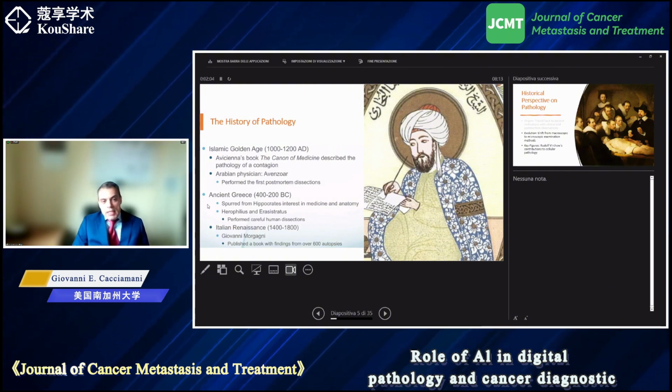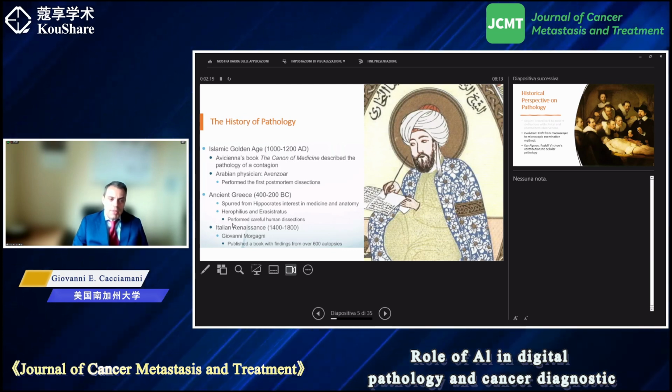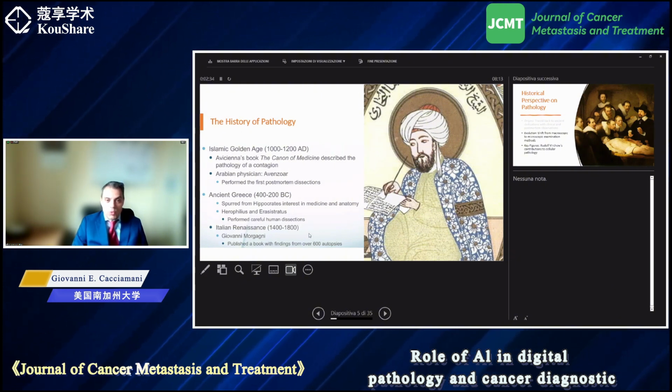Herophilius and Erasistratus, they performed on their side careful human dissection and described the organs during pathology. But a big role was played in Italy during the Renaissance, and particularly Giovanni Morgagni published a book based here on the evidence. We could consider it as one of the first real scientific publications in history, as it was based on more than 600 autopsies.